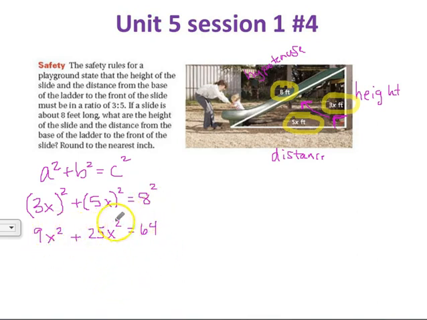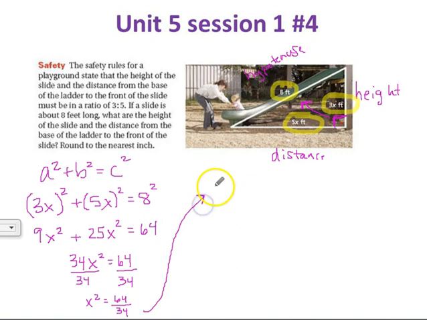We've got an x squared term and an x squared term. So 9 plus 25, x squared is 34x squared equals 64. Then we're going to work on solving for x. So I'm going to divide out that 34 from both sides. And now we've got x squared equals 64 over 34. And we know we just did this in the warm-up. To undo that square, we're going to take the square root of both sides.